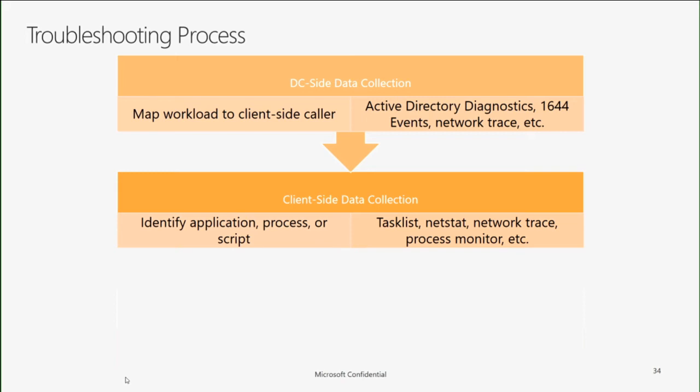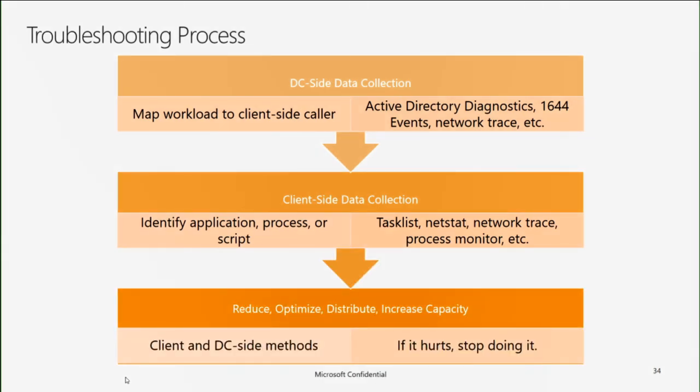And so we have to go to the client and run tasklist /svc, netstat -ano, and that should be enough to actually get you what you need to see what process is running. But you can also do things like network trace and Process Monitor. In the case of WMI scripts, you can run enable WMI activity logging, event logging. And the solution, of course: reduce, optimize, distribute, or increase capacity. So if it hurts, stop doing it.